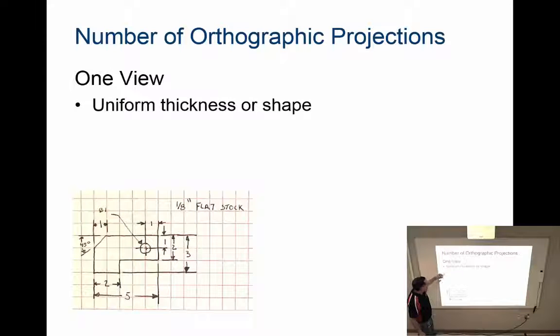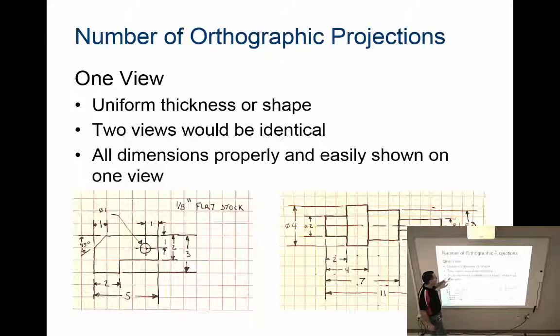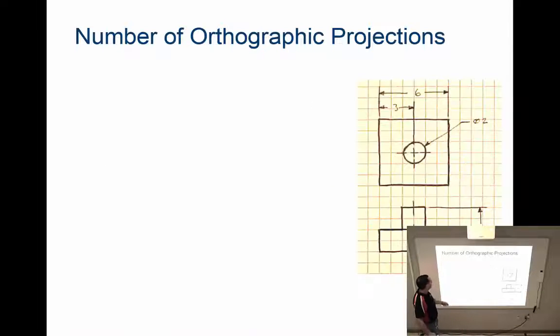So if I have an object that has uniform thickness or shape, meaning that it's the same thickness throughout the entire object, where a second view for that object would be identical to one of the other views, and all dimensions properly and easily shown on that view, then we could get away with a 1-view multi-view drawing. Technically, it's not multi-view, but it would still be called that.